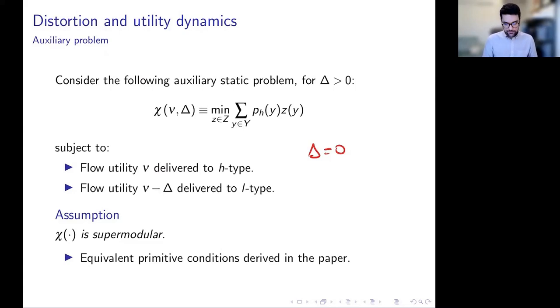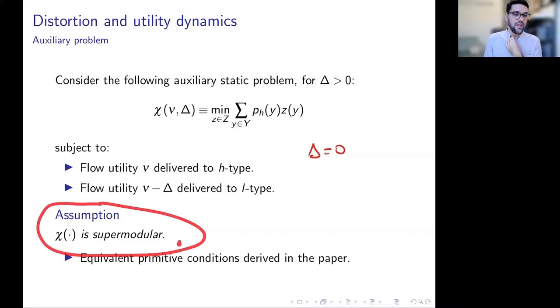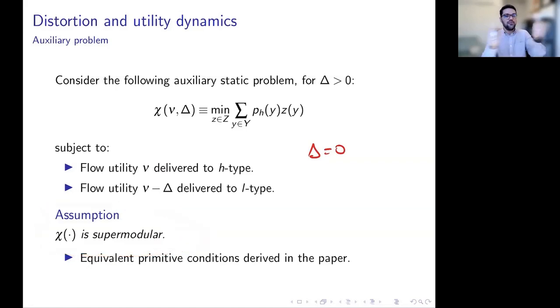As I said, the non-separability problem comes from the fact that if I look at the marginal costs coming from this auxiliary cost function, they're not going to be separable when it comes to both the flow utility nu and the distortion level delta. So I'm going to be assuming throughout that we are in the well-behaved case, where this cost function is supermodular. This says that the marginal cost of separating agents in terms of utility is going to be increasing in the utility level that I offer to the agent.